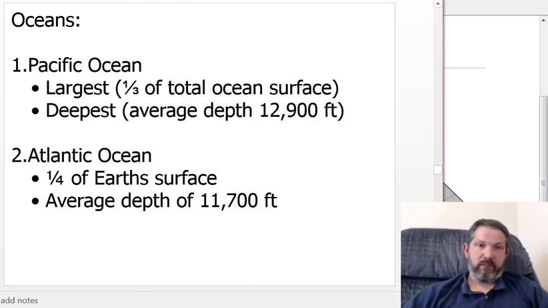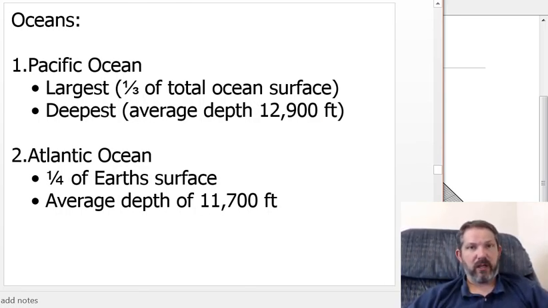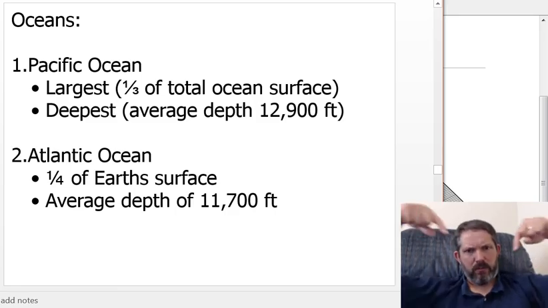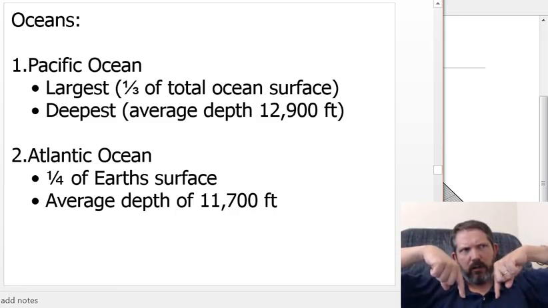Okay, Pacific Ocean is the largest, about 1/3 of the whole total ocean surface. It's also the deepest, almost 13,000 feet. The Atlantic Ocean, about 1/4 of the Earth's surface, not quite as deep, 11,700 feet. Now, the Pacific Ocean, the average depth is almost 13,000 feet. The deepest part is the Mariana Trench, and that gets 14,900 or something like that. I don't think it's 15,000 feet. I don't think so. So the deepest part of the ocean is not as deep.